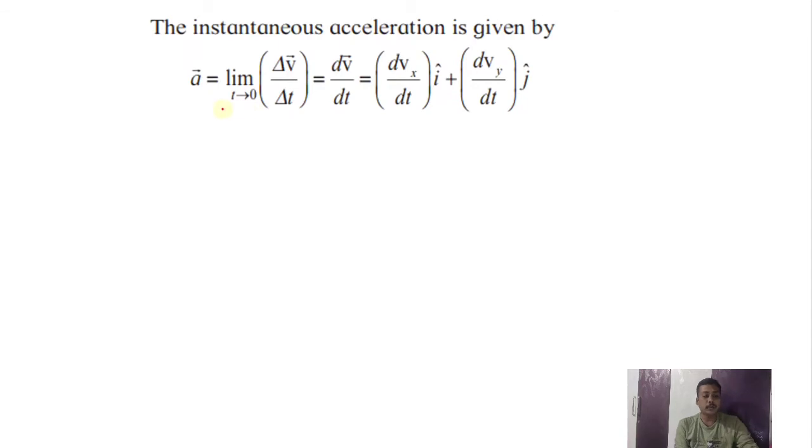Next, now the instantaneous acceleration. After average acceleration, we have to derive the formula for instantaneous acceleration, like average velocity and then instantaneous velocity. Similarly, average acceleration, then instantaneous acceleration. The instantaneous acceleration is given by a bar is equal to the limit of delta t tends to 0, delta v bar upon delta t, is equal to dv bar by dt. That is equal to dvx upon dt i cap plus dvy upon dt j cap.